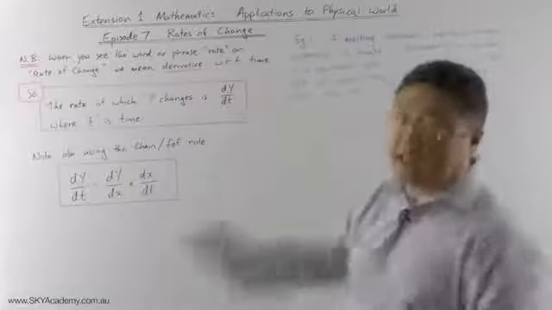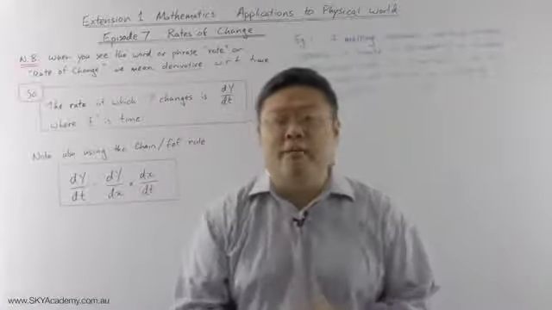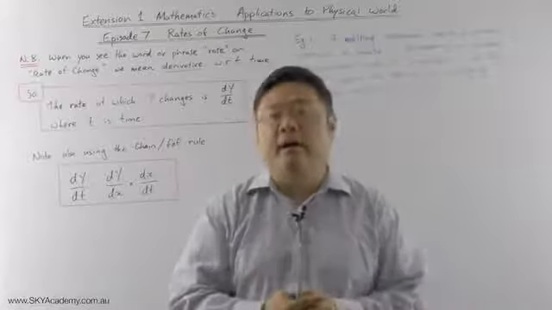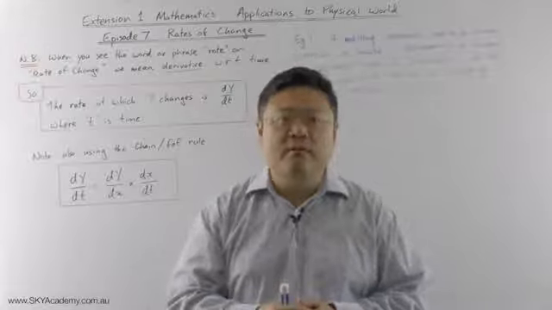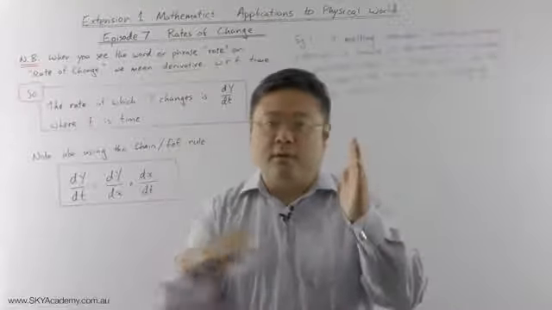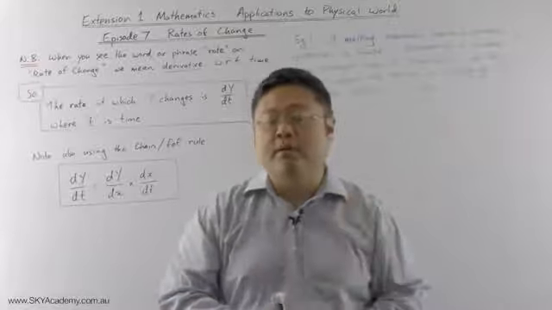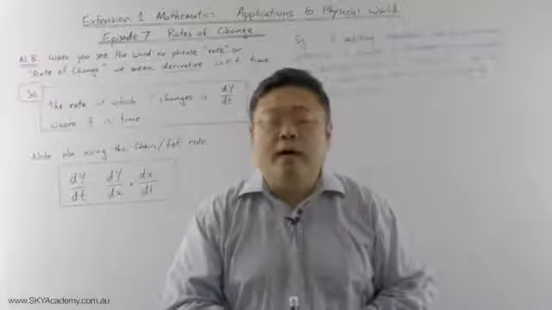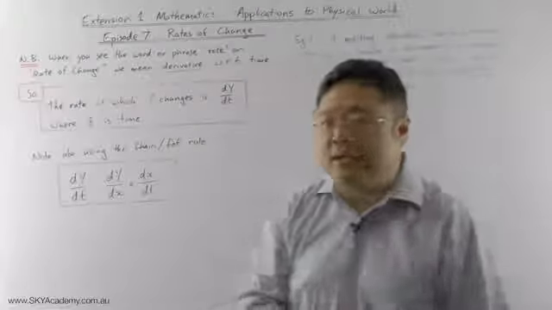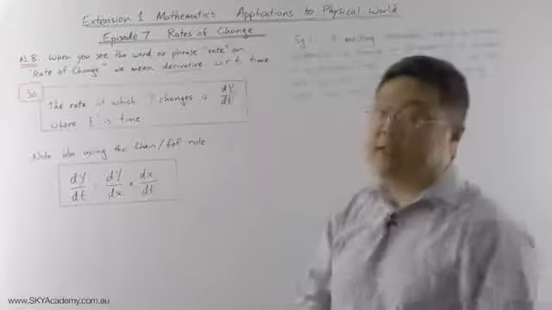In particular, we're looking at the extension 1 component. We've been doing things like motion, projectile motion, which looks at motion in two variables, both the horizontal and the vertical components. We've also looked at simple harmonic motion. What I want to do in this episode is look at rates of change.